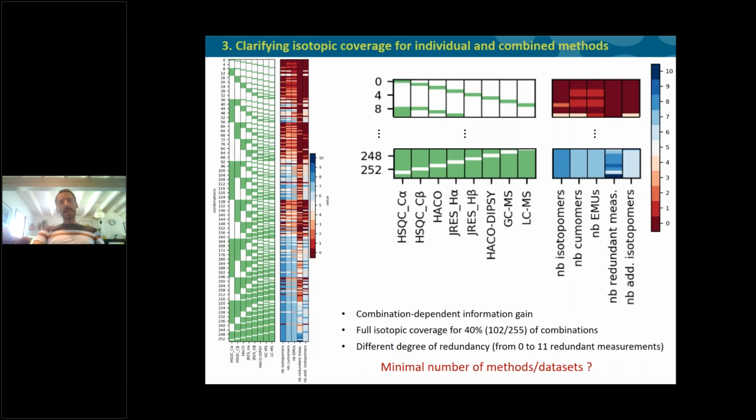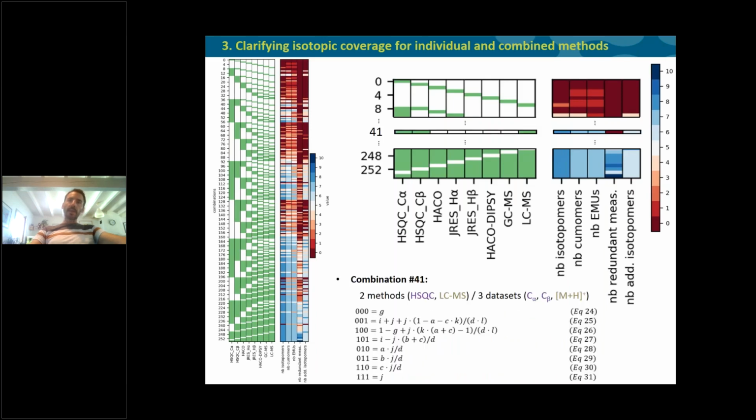Another question we addressed is what is the minimal number of methods or data sets we need to acquire to have full coverage of the isotopic space of alanine. And we found the information in combination number 41, which combined two methods, HSQC and LCMS, with three data sets: the analysis of the M plus H plus ion by LCMS and of the signal originating from the carbon alpha and beta of the HSQC spectrum.